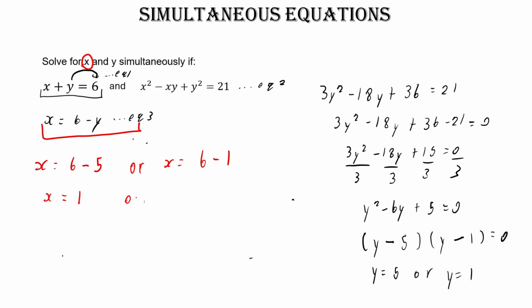So we simplify. x is equal to 6 minus 5. That's 1. Or x is equal to 6 minus 1. That's 5. And those are your two final answers.